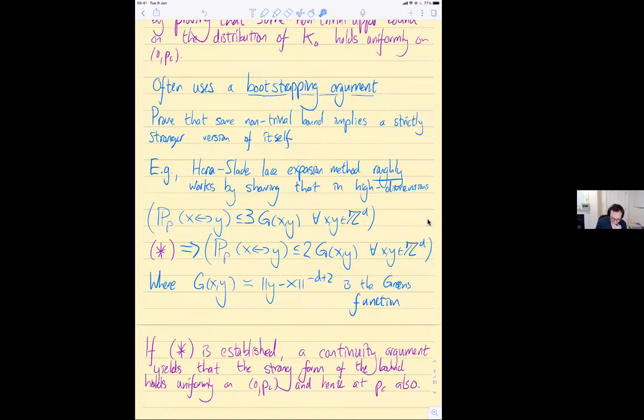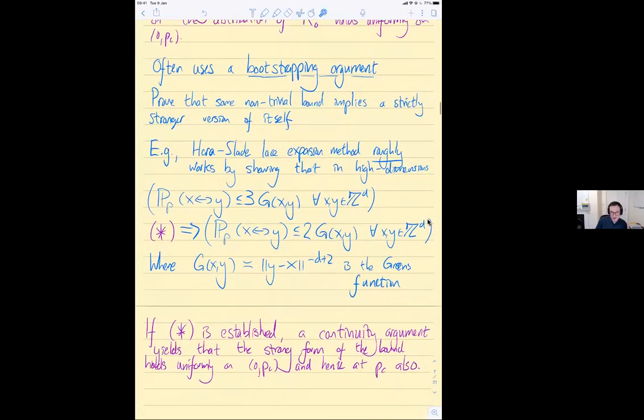An important example of this is in the Hara and Slade analysis of high-dimensional percolation by the lace expansion, where, roughly speaking, what they do is they prove that in high enough dimensions, if p is less than pc, and you know that the probability x is connected to y is bounded by 3 times the Green's function for all x and y, then in fact it's bounded by twice the Green's function for all x and y. Okay. The actual bootstrapping used in the lace expansion analysis of percolation is a bit more complicated than this, but this is essentially what they do.